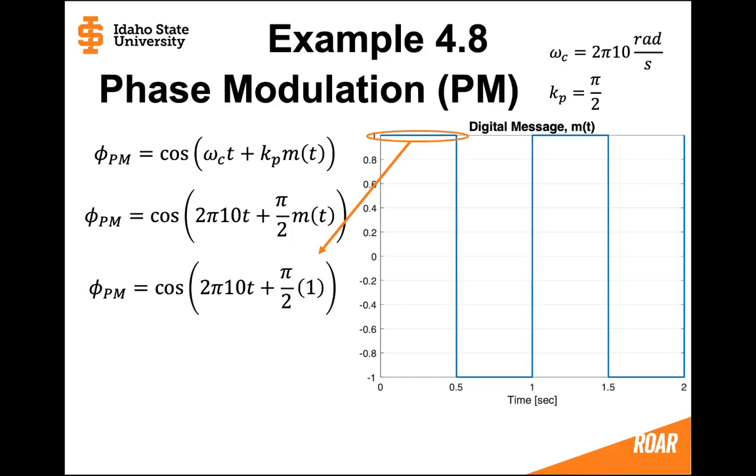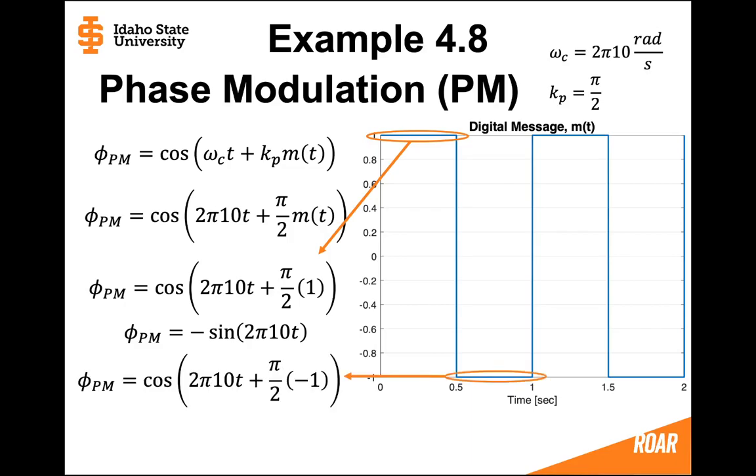So if we substitute in the message value of 1 from 0 to 0.5, and we substitute in the carrier frequency, we can see that we're going to get a cosine of 2 pi times 10 times t plus pi halves times 1. Now you should remember that there is an identity that we can apply, and this is actually going to be equal to minus sine times 2 pi times 10t.